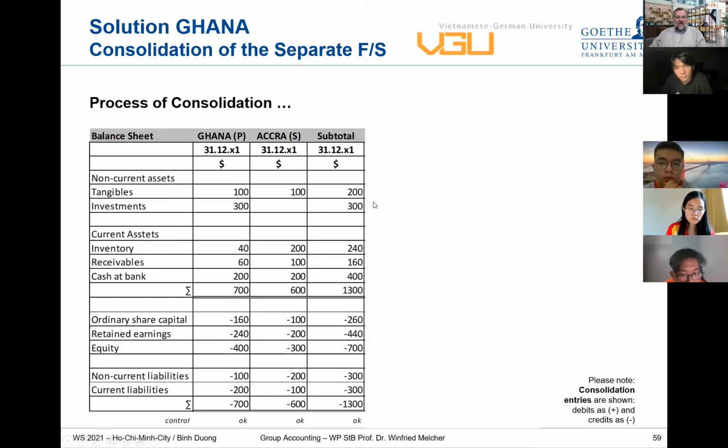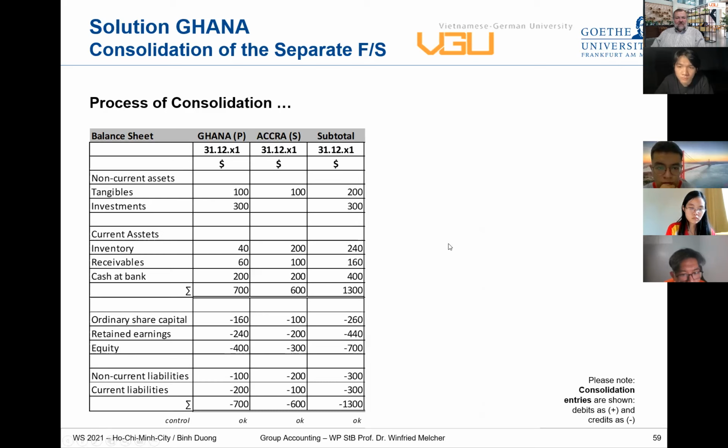It's double. You have the investment as an asset, and you have all the other tangibles and current assets of Accra included in these numbers. So they have to be adjusted, eliminated.